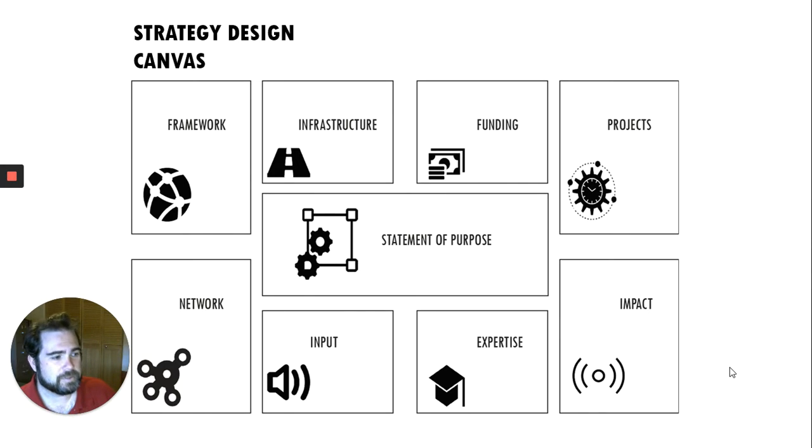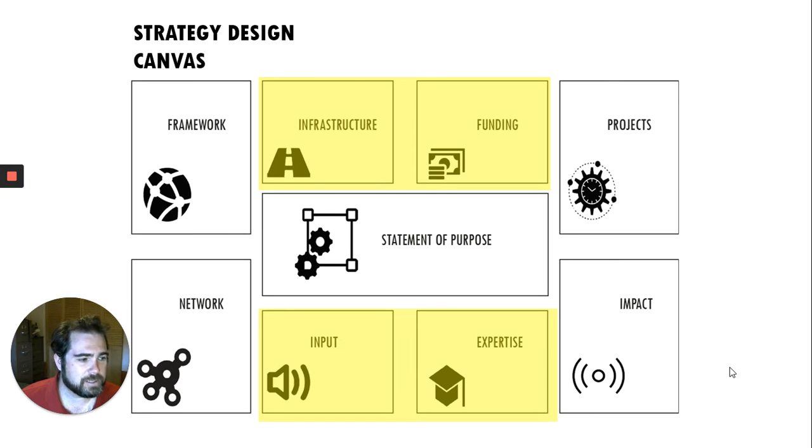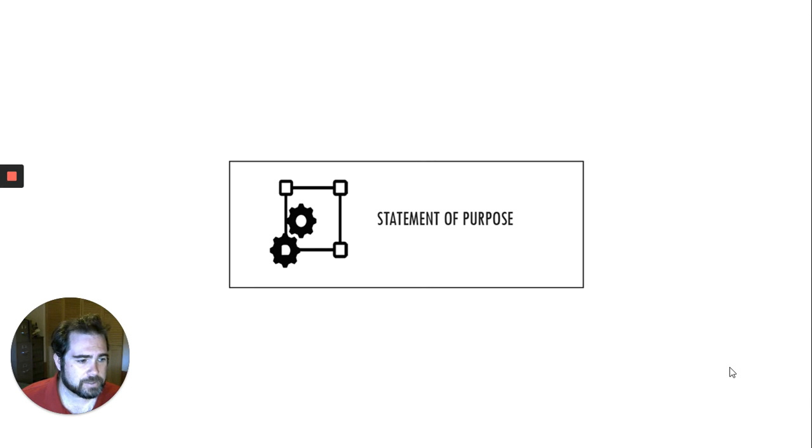In this installment of the Strategy Design Canvas Overview series, I'll be discussing the statement of purpose and using the infrastructure, funding, input, and expertise blocks to define current conditions. The statement of purpose sets the foundation for the rest of the planning process.